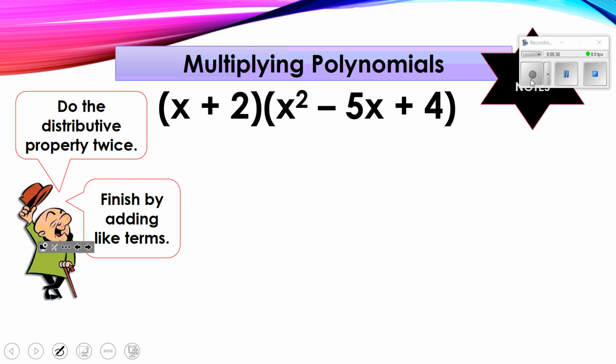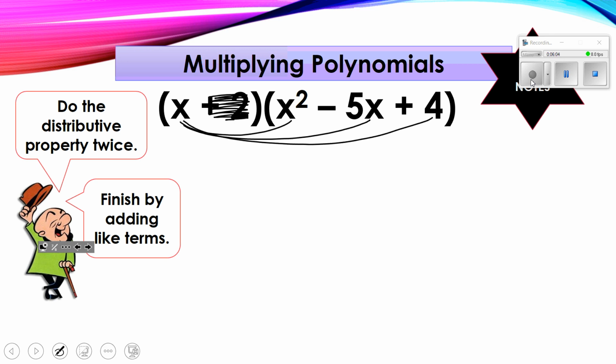We also are going to be multiplying binomials times trinomials. I'm going to show you two different methods of doing it. If you're taking notes, one of the ways you can show on the left side of the line, and the second way you can show on the right side. You can decide which way you like to organize it better. The first way I'm going to show you is just doing the distributive property twice.